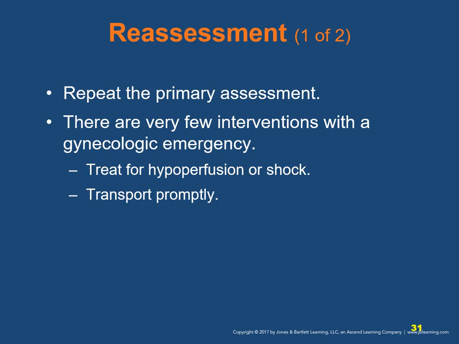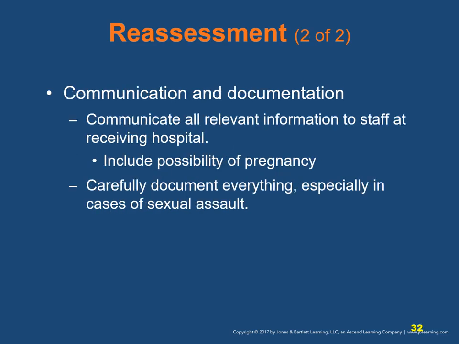Interventions. There are very few interventions with a gynecologic emergency. For vaginal bleeding, treat for hypoperfusion or shock. Keep the patient warm. Place the patient in the supine position. Provide supplemental oxygen. Consider ALS intercept for fluid replacement, and transport promptly to the hospital. Communication and documentation. Communicate all relevant information to the staff at the receiving hospital, including the possibility of pregnancy.